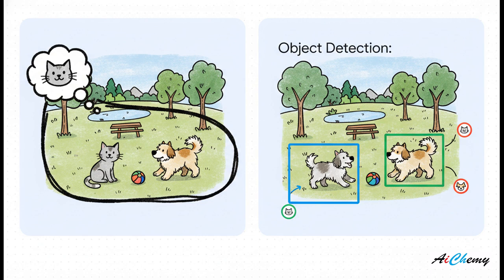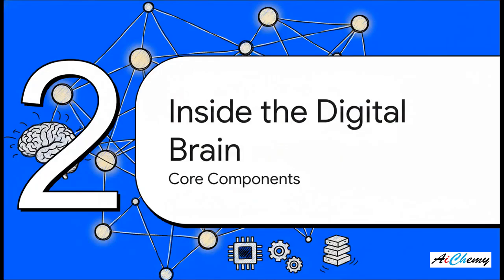But then you've got object detection. This is way more advanced. It's not just about what's in the picture, but where it is. It'll actually find multiple things and draw little boxes around them, saying, okay, here's the cat, and over here, that's a dog. So, how in the world do they pull this off? Well, the magic is inside something called a neural network. And yeah, it's kind of modeled after our own brains. So let's crack open this digital brain and see what's inside.